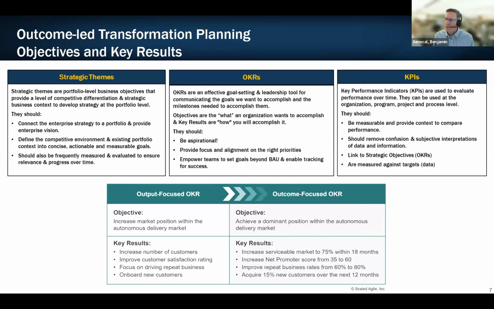This example shows the objective of achieving a dominant position within the autonomous delivery market. And as you remember how you set SMART goals or SMART key results, instead of saying increase number of customers, increase serviceable market to 75% within 18 months. Instead of improving customer satisfaction rating, increase net promoter score from 30 to 60. So again, this is how we're training and educating our business stakeholders on defining good objectives and key results.